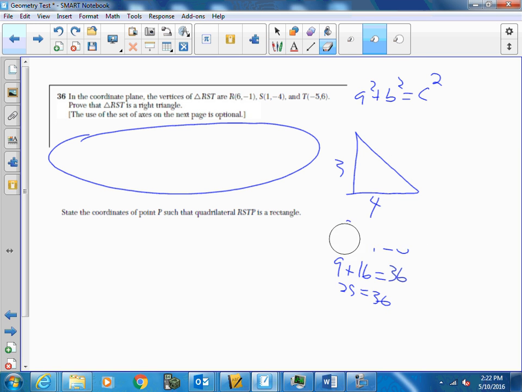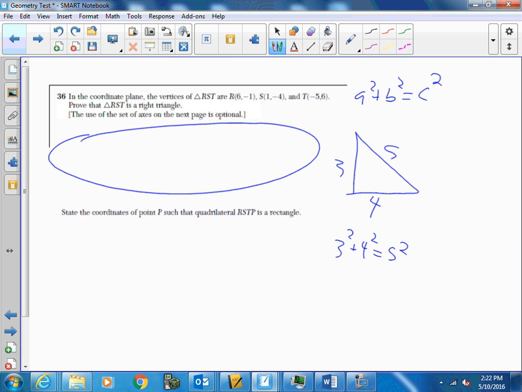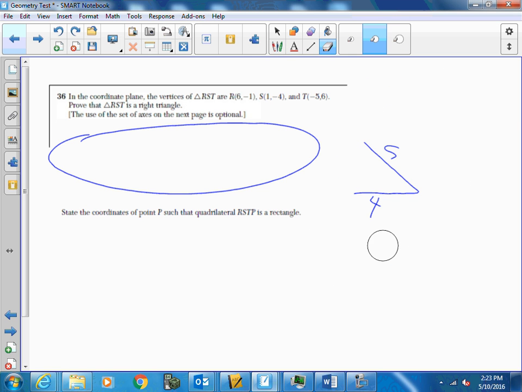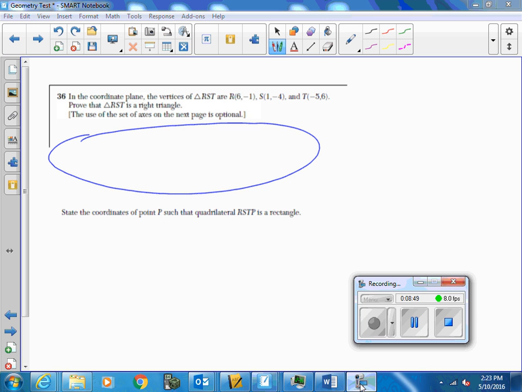But if I change this 6 to a 5, and I do 3 squared plus 4 squared is equal to 5 squared. Is that true? 9 plus 16 is equal to 25. 25 is equal to 25. You know that that is a right triangle. So you can do the same thing on the grid. You could find the length of RS, find the length of ST, find the length of RT, and then plug it in and see if it meets the requirements of a squared plus b squared equals c squared. But that's another way to do it if you so choose. All right. We'll pause this for a second.